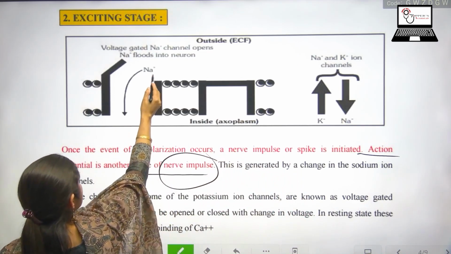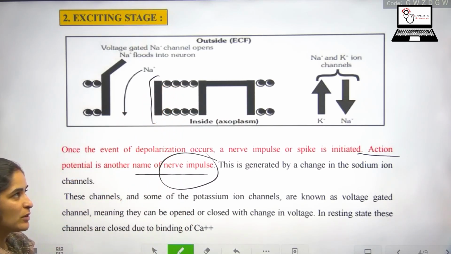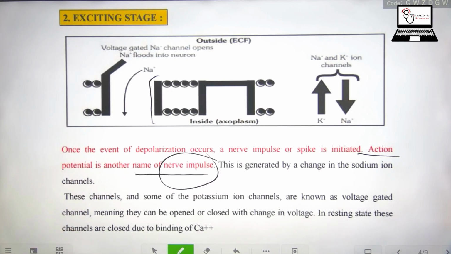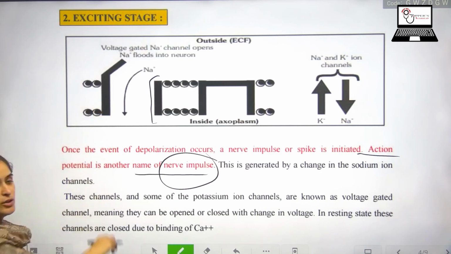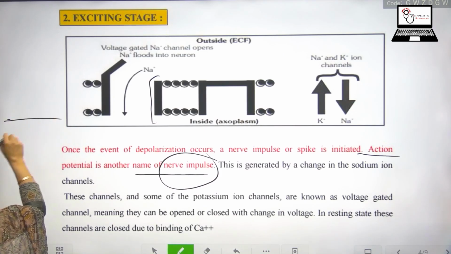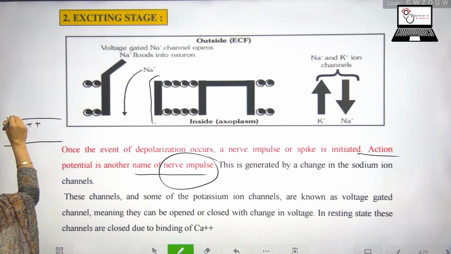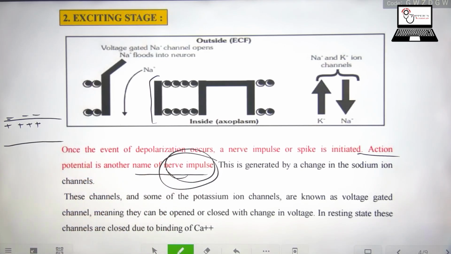In this case, the voltage-gated channel will be closed in this condition, and the sodium-potassium channels open, and sodium ions will move inside into the neuron. Due to this, the exciting state is there, which means depolarization of the membrane will take place. This is responsible for the generation of the nerve impulse.